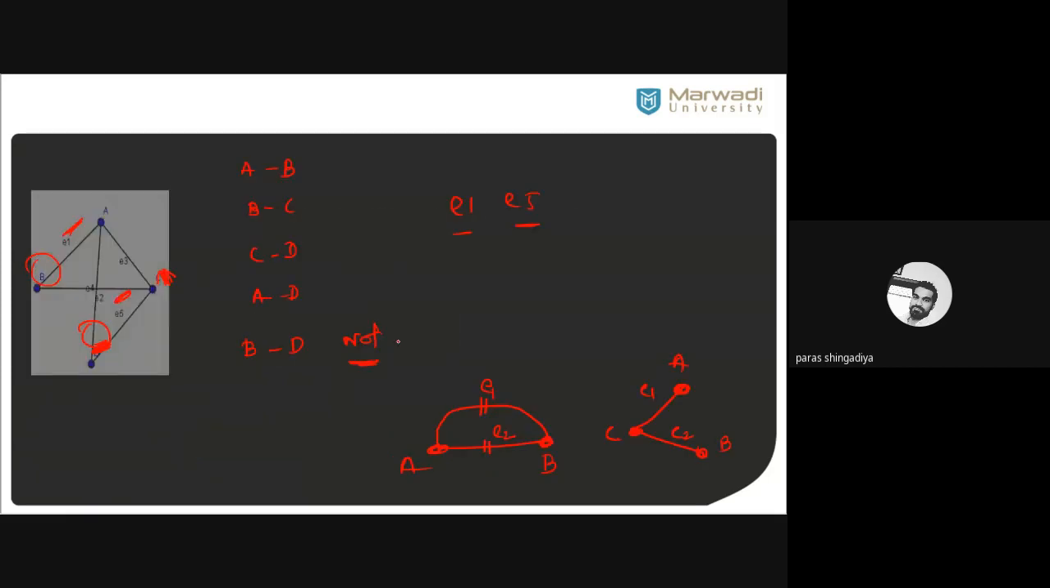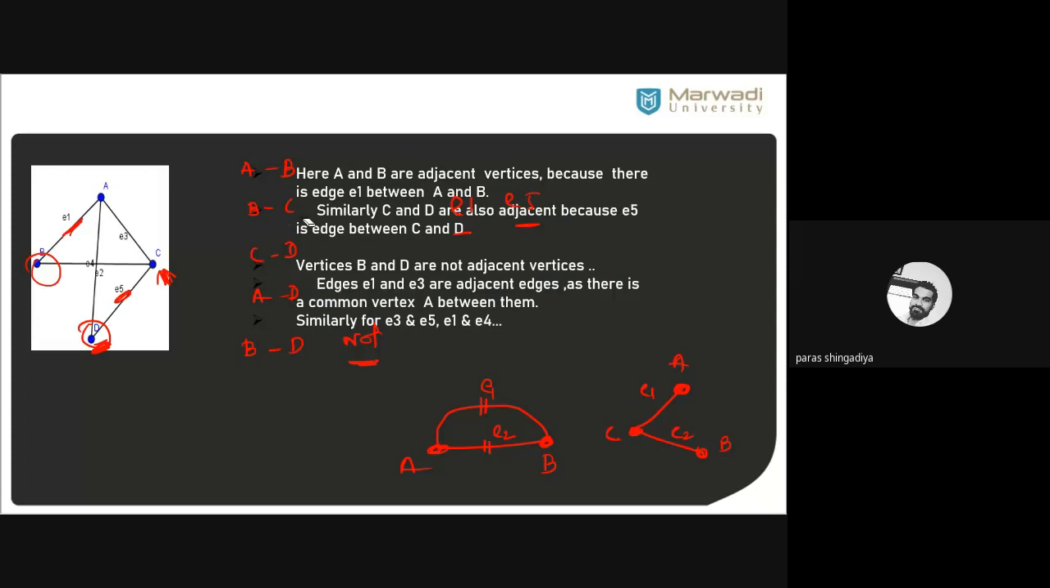And here some examples are given. You can also write down some more examples here. A and B are adjacent vertices because E1 is between A and B. Similarly, C and D are also adjacent because E5 is the edge between C and D. But vertices B and D are not adjacent. E1 and E3 are adjacent edges, as there is a common vertex between them. Similarly, E3 and E5, and E1 and E4 are adjacent edges.